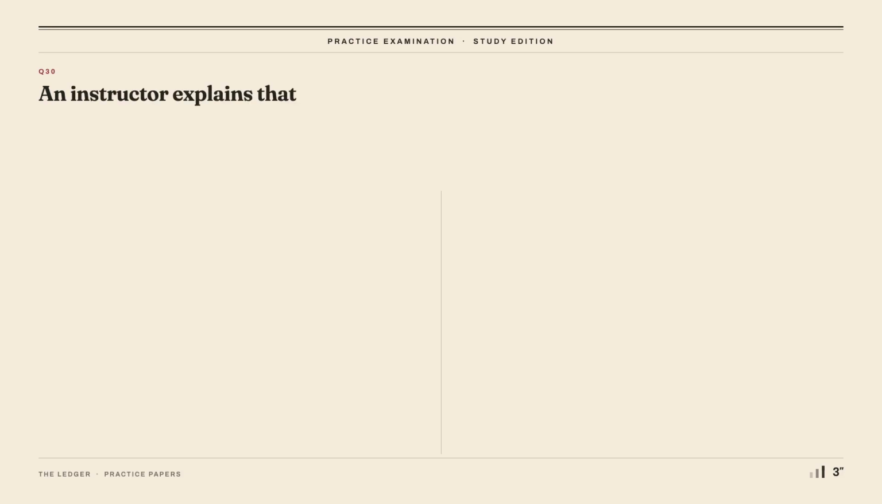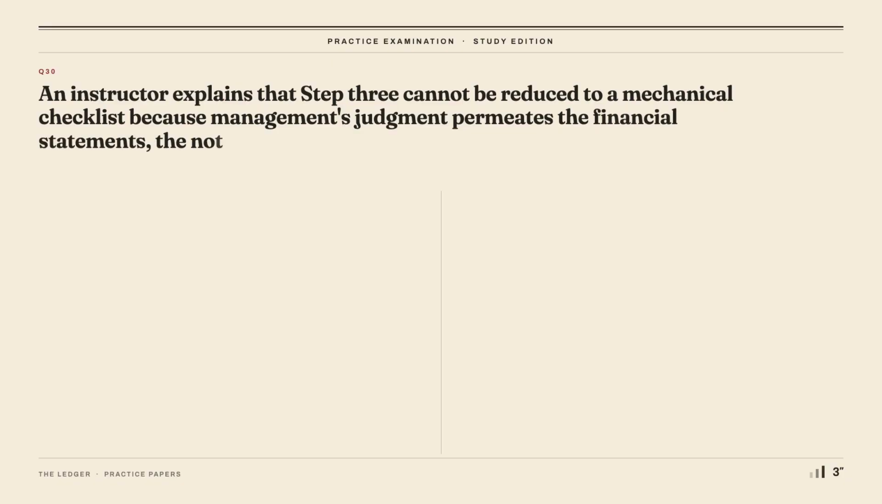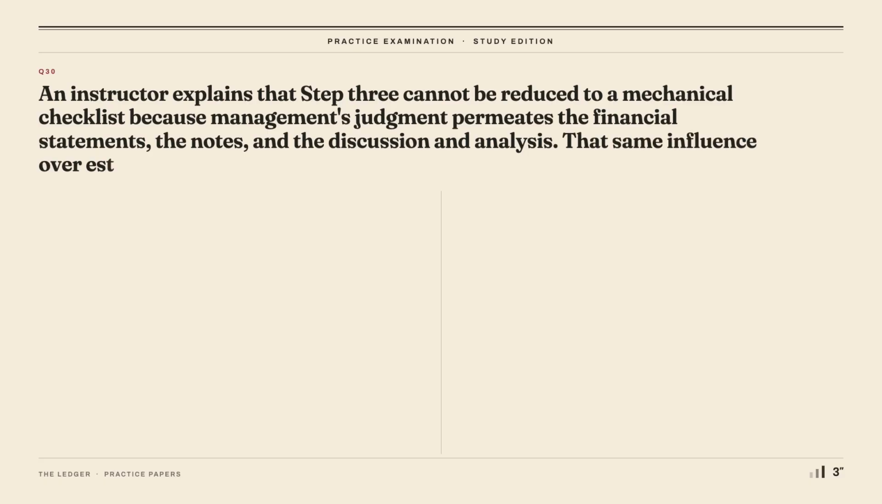Question 30. An instructor explains that step 3 cannot be reduced to a mechanical checklist because management's judgment permeates the financial statements, the notes, and the discussion and analysis. That same influence over estimates and disclosures creates the possibility of what?